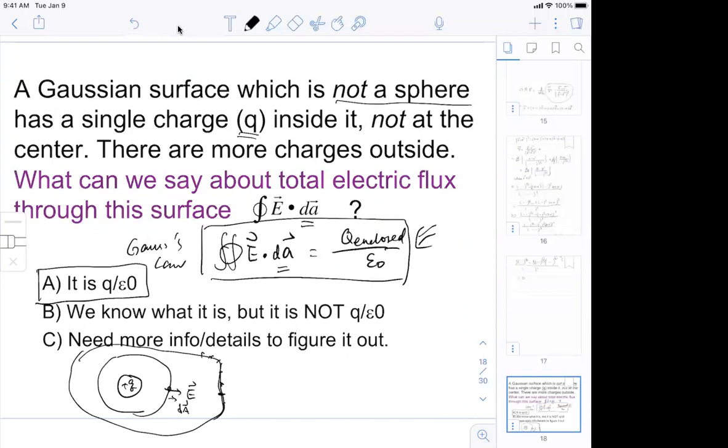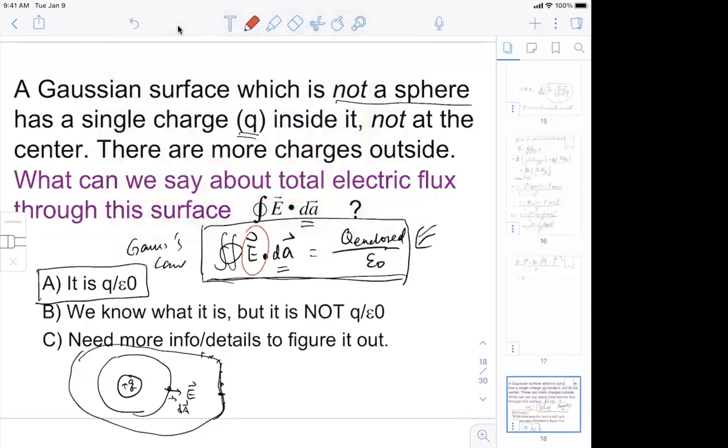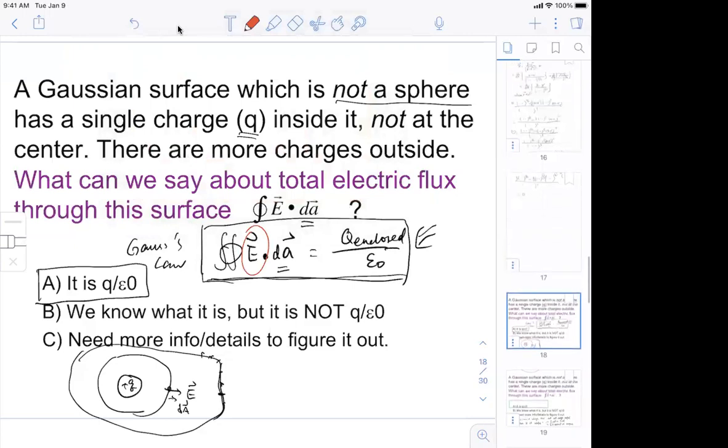So Gauss's law is always true. We say Gauss's law is always true, meaning that this relationship always holds. But Gauss's law is not always useful, meaning that we cannot always use Gauss's law to solve for the E field. Now, if we want to solve for E, we should be able to take E outside of the integral. So there are two conditions that need to be met in order for Gauss's law to be useful. What do you think those two conditions are?